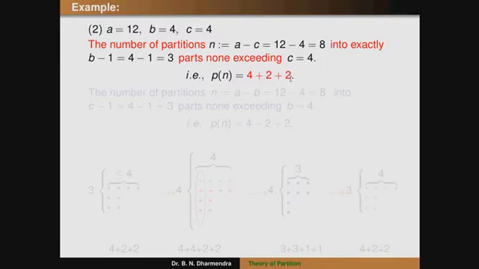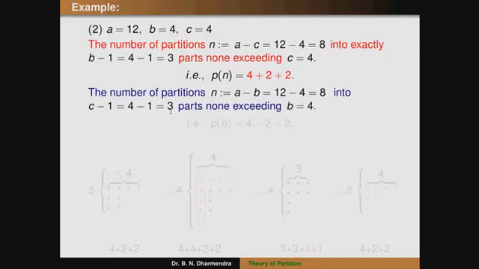So what is the second statement? The number of partitions of n, equal to a minus b, that is 12 minus 4, is also 8, into c minus 1 parts. C minus 1 means here 4 minus 1 is equal to 3, so only 3 parts. Here also 3 parts, and each part is not exceeding 4. Each part of the partition is not exceeding 4, that is p of n is 4 plus 2 plus 2.